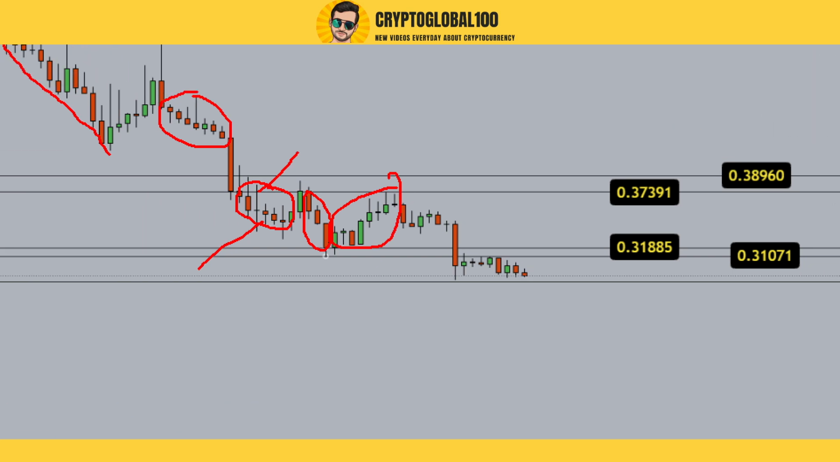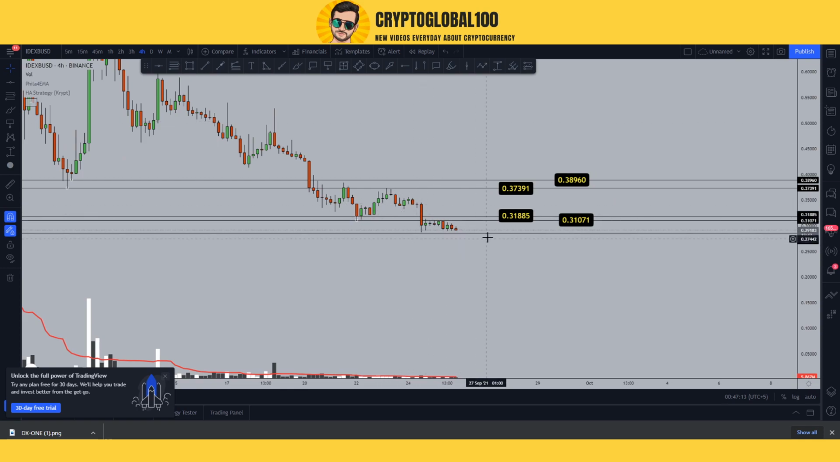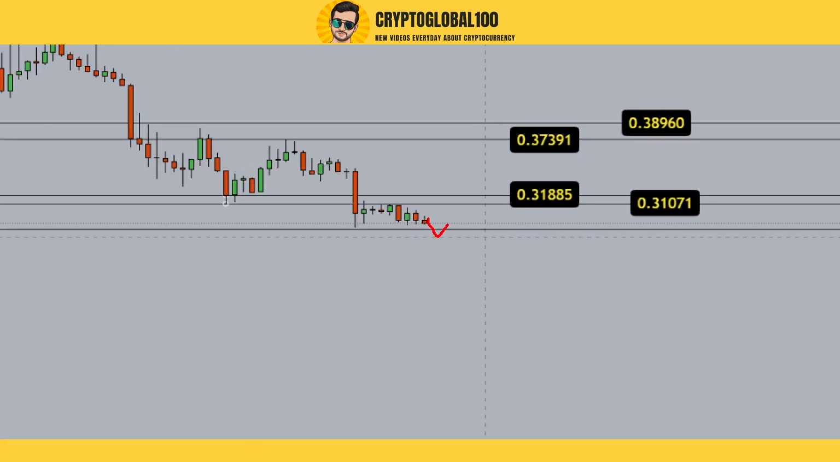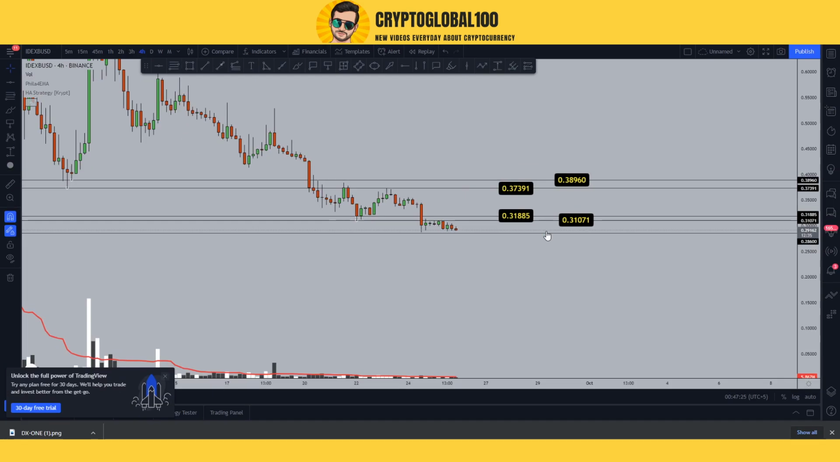So I think there is a slow distribution going on. After the distribution phase we need to have some sort of accumulation. We need some flat parallel, small size candles, and they need to form a support level somewhere around the area 2028.